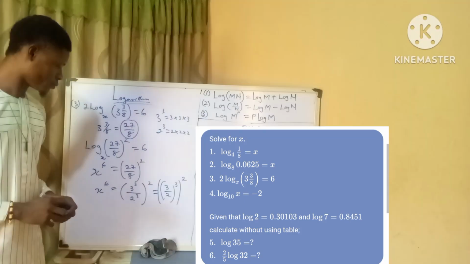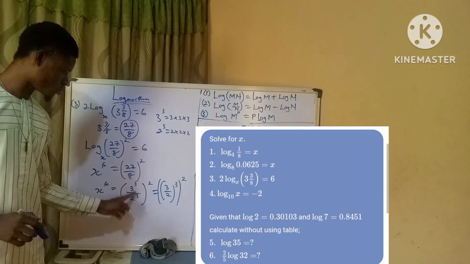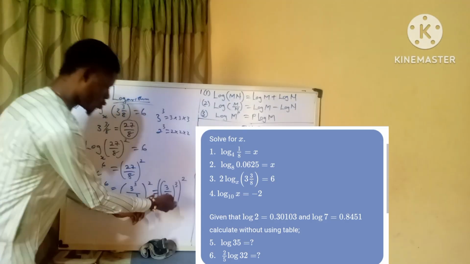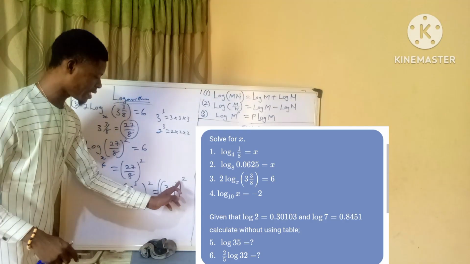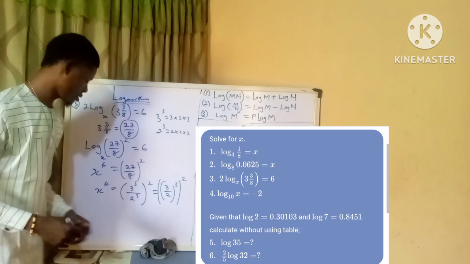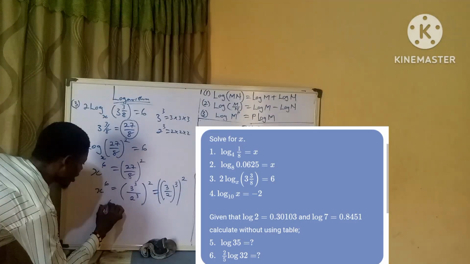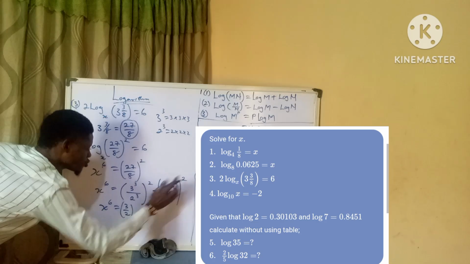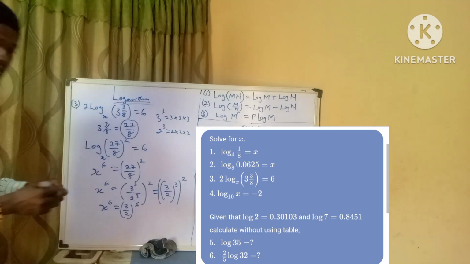Are you getting this now? So we factorize this 3 out, since it is common. Now you have the bracket, so you can multiply the 2 powers together. So you have x raised to power 6 equals 3 over 2 raised to power 3 times 2, which is 6.